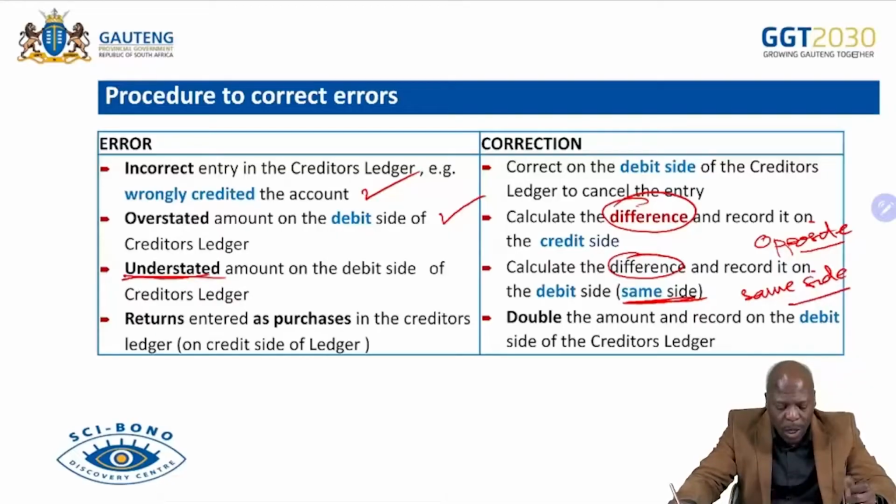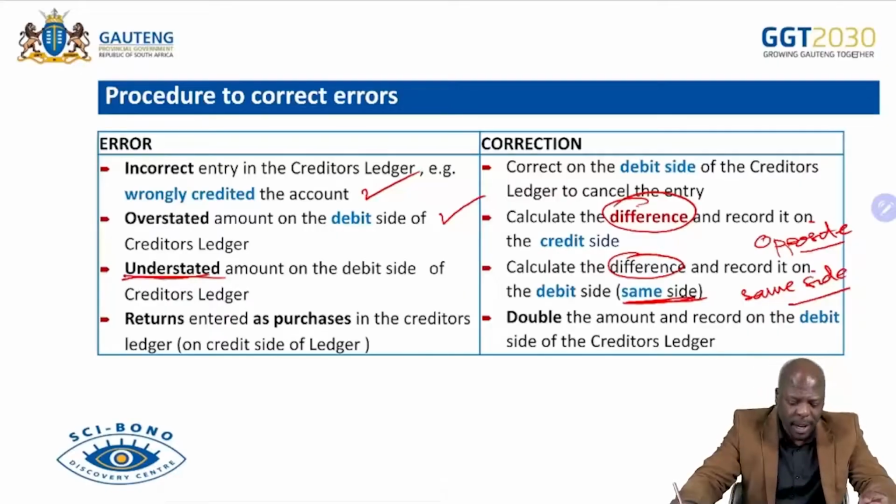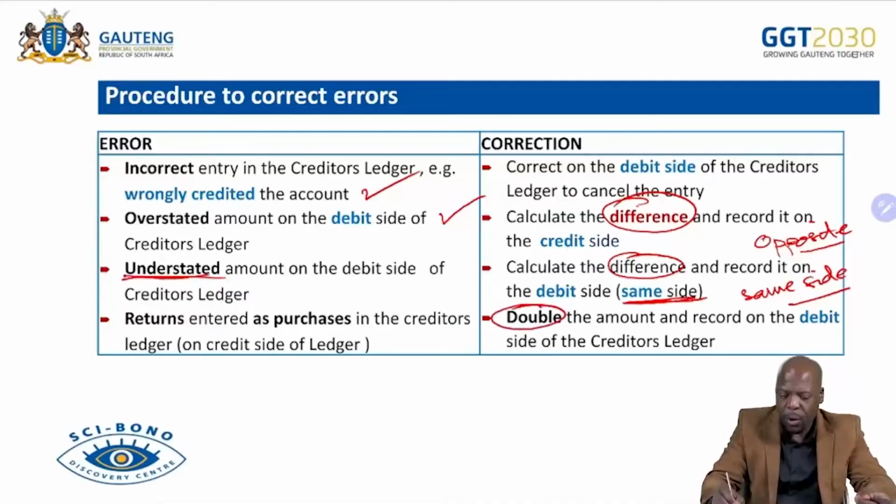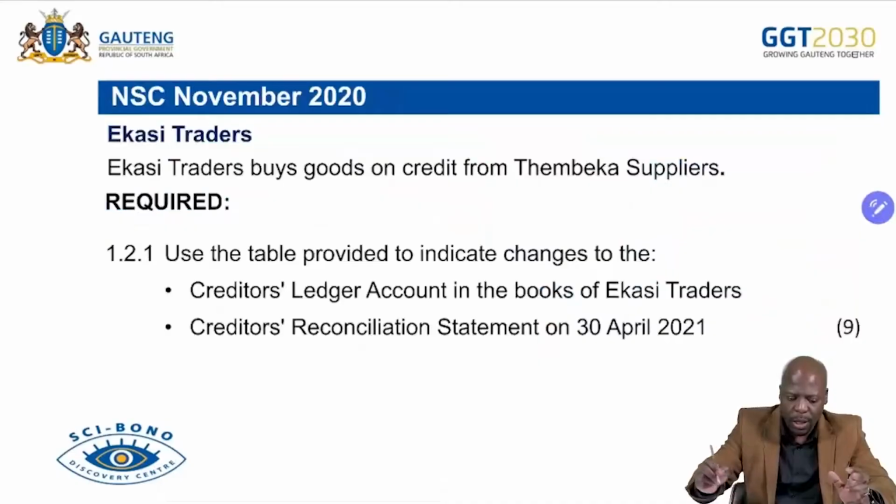Now, what about if returns are entered as purchases? In other words, if our returns are recorded as purchases in the creditors ledger, now what do we do? We have to double the amount and record it on the debit side. It's going to be clearer when I do activities with you.